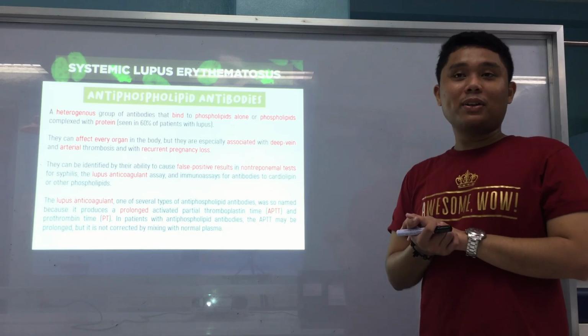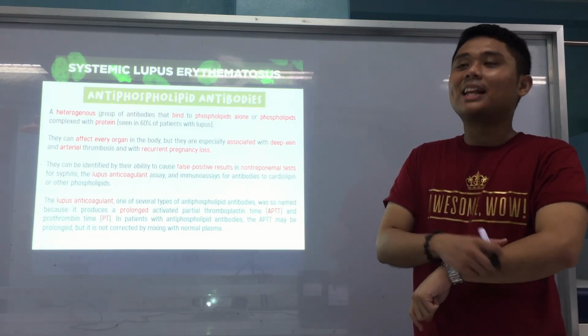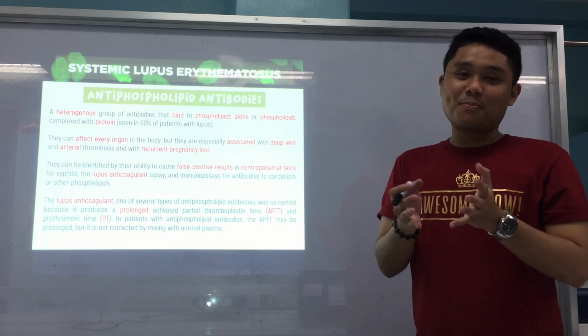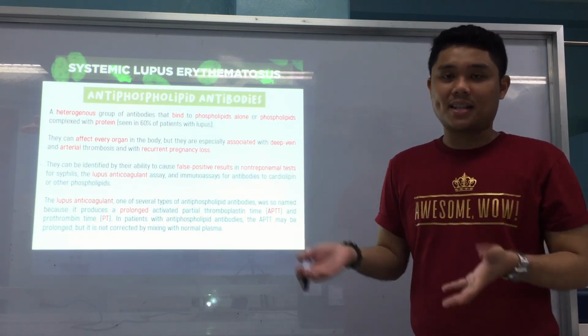Okay, alright, so I will not dwell further on the lupus anticoagulant. Yes, I forgot my hema na, but anyway, that's the point. Lupus anticoagulant is a type of antiphospholipid antibody.